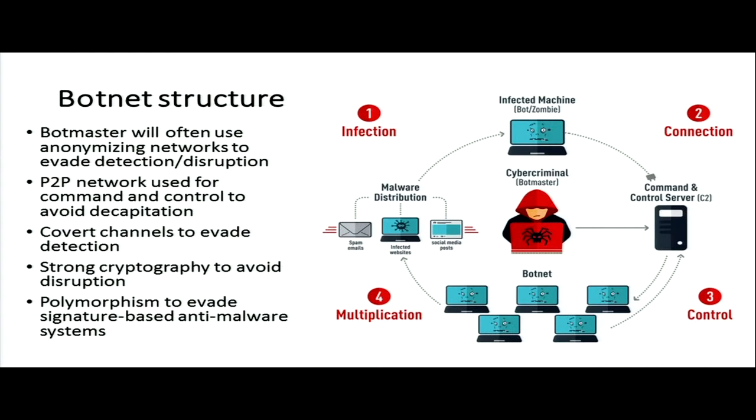They use covert channels, so all the communication will be very low bandwidth, so people won't suddenly see that their firewall is having a lot of traffic. They use strong cryptography, all public key cryptography, so it's very hard to break. So by listening on the traffic, you can't figure out how the command and control is happening.